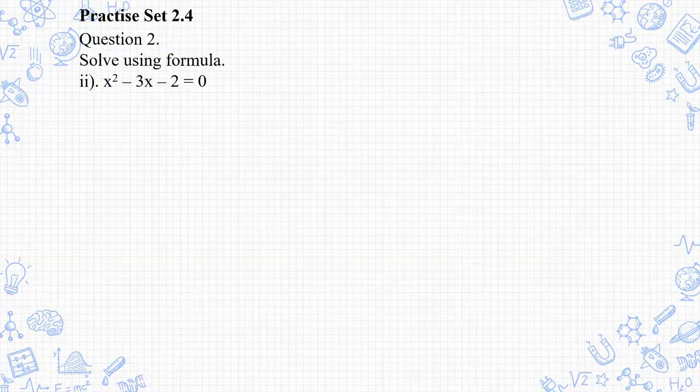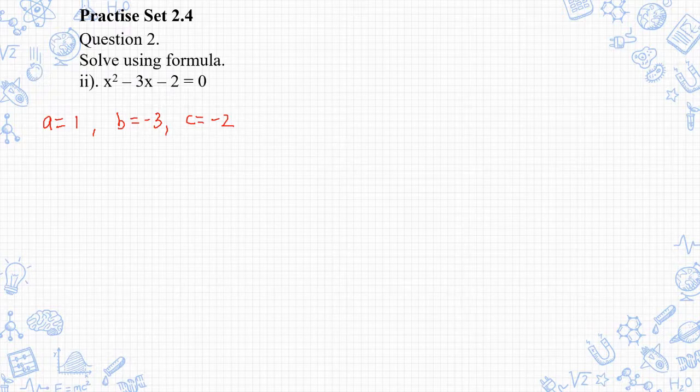Let us solve one more sum by using the formula method. So in this sum, the quadratic equation is x squared minus 3x minus 2 equal to 0. So always remember, first you find out the values of a, b and c. So in this case, a is 1, b is minus 3 and c is minus 2.